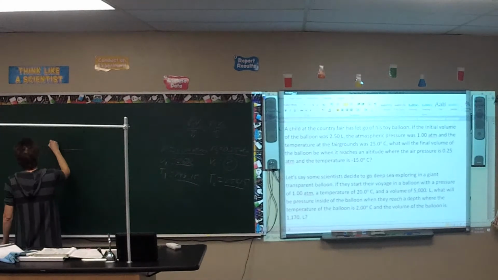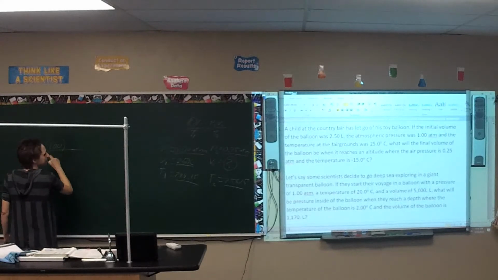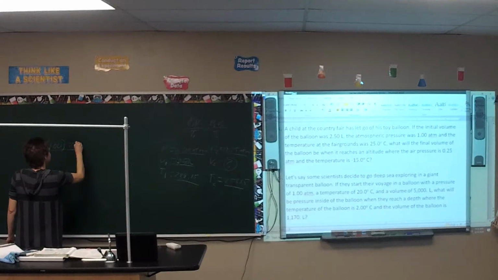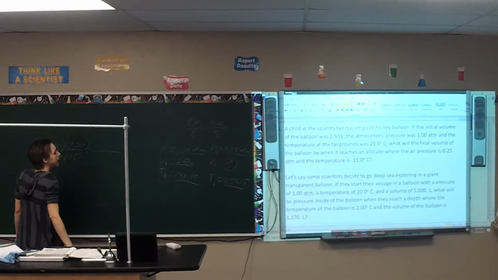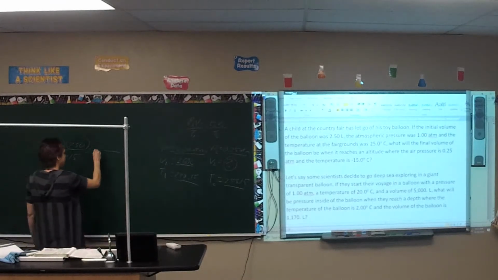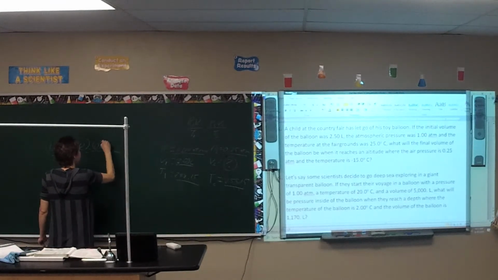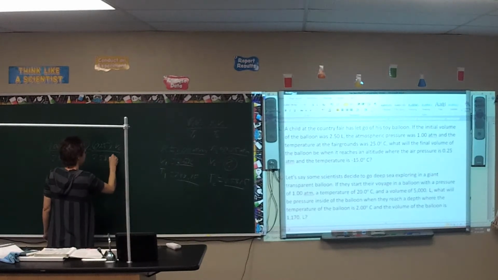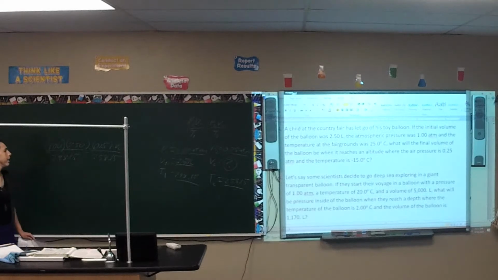Alright, pressure number 1. I'm going to leave off units so I have space. So pressure 1 atm, my first volume, 2.50, my first temperature, 298.15. Those are all my starting conditions. Alright, my second pressure, 0.25, finding second volume, second temperature, 258.15. So that's everything plugged into the proper spot.